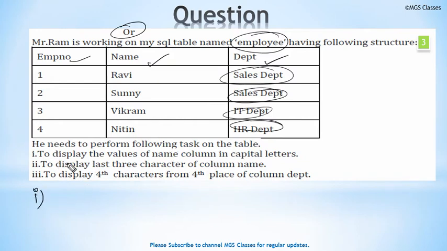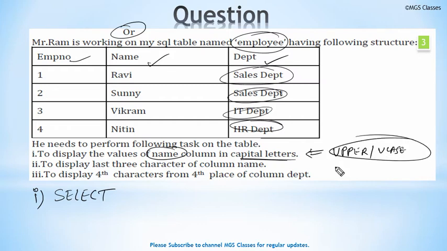So the first query is to display the values of the name column in capital letters. What will you write? Select, and then you need to display the name in capital letters. For capital letters, which function do we use? We may use the upper function, or we may use the ucase function. Any one of the functions you can use to display the names of these employees in capital letters.